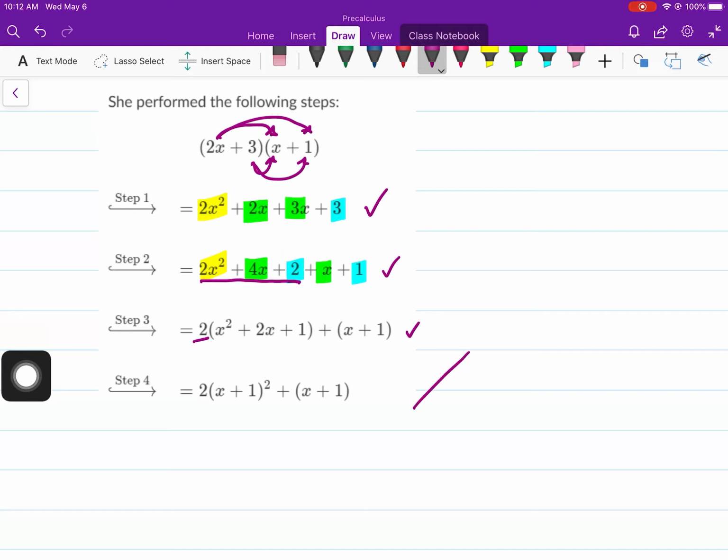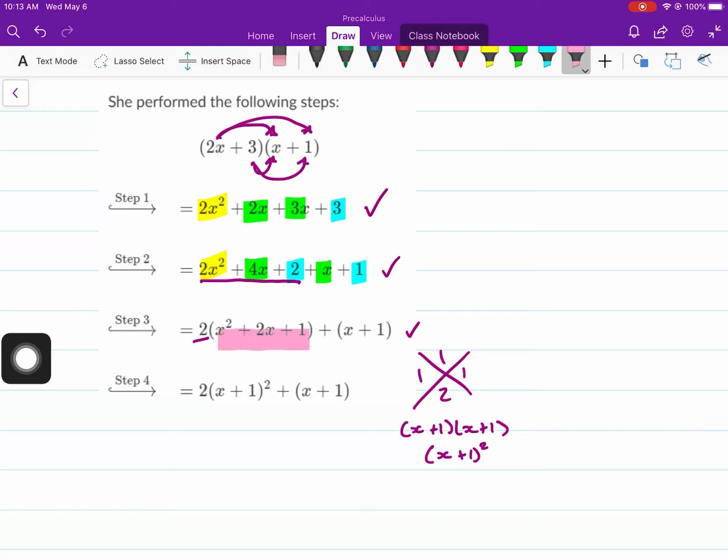And then lastly, factoring the x squared plus 2x plus 1. Well, if we were to do our diamond method, what multiplies to 1 and adds to 2? 1 and 1. So you'd have x plus 1 times x plus 1, which is x plus 1 squared. So does that check off? Yes. x squared plus 2x plus 1 is x plus 1 squared. So that is fine right there.